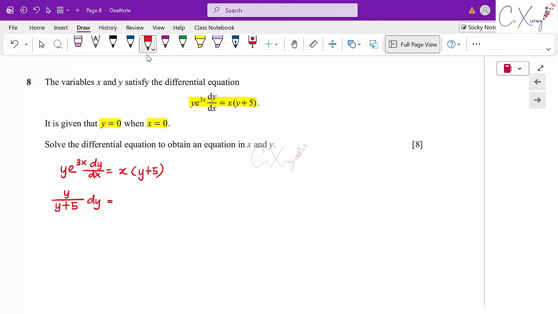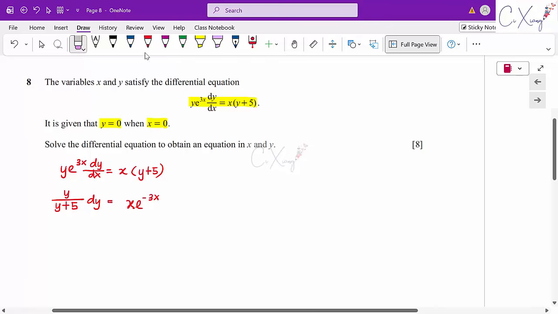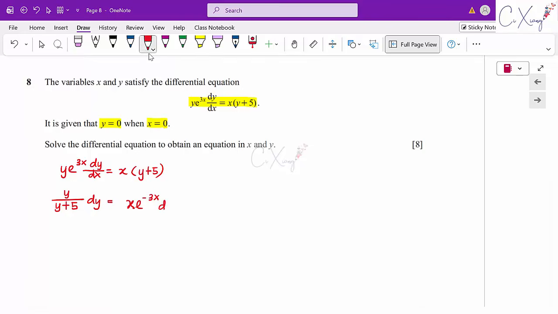For the x and e power 3x and dx, I want to keep the x on the right. Then e power 3x, if I bring it to the other side, become divide, right? So 1 divided by e power 3x will become e power negative 3x. Okay, then for the dx here, you try to move it to the right-hand side, then you're having dx.